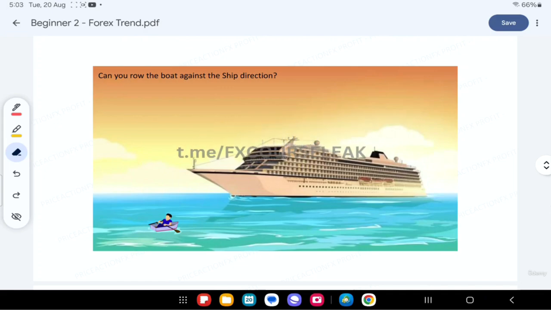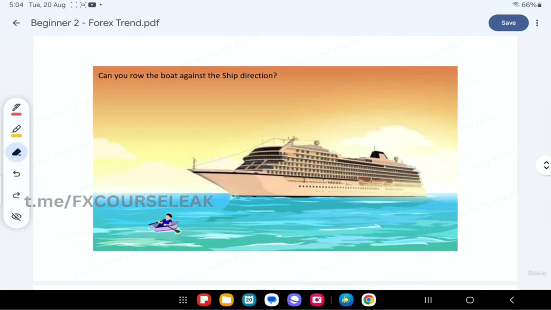The ship is going towards the left-hand side, and is it easy for us to row our small boat towards the right-hand side? The answer is no, because when the big ship is going in a direction, it affects the sea, and the water will be going in the left direction. So if we row the boat against the direction, it uses up a lot of energy. It takes a long time for us to move just a little bit forward.